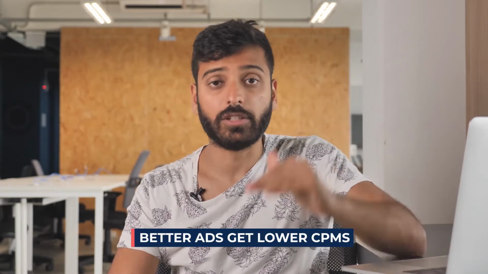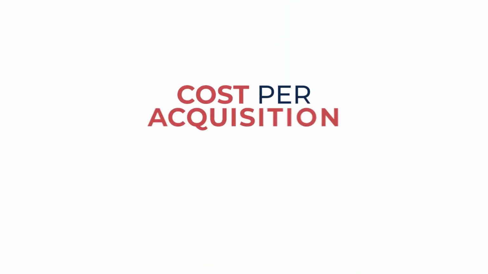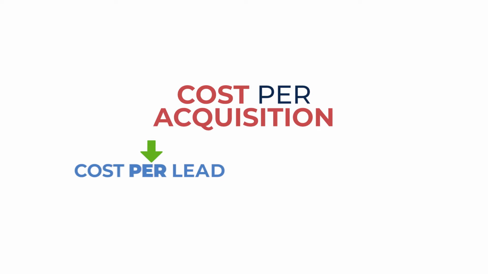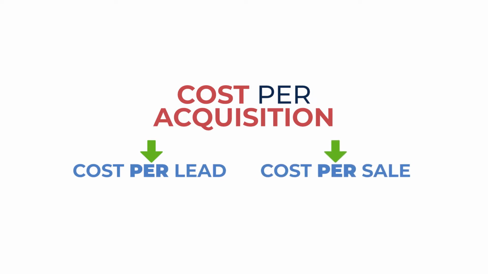It tells you how well your ad is doing because better ads get lower CPMs. Usually, it's not a direct metric. The direct metric you want to look at is cost per acquisition, which is basically cost per lead or cost per sale, right? Like, what's the cost to get somebody to maybe opt in for something for your business, or the cost to have them buy your product.